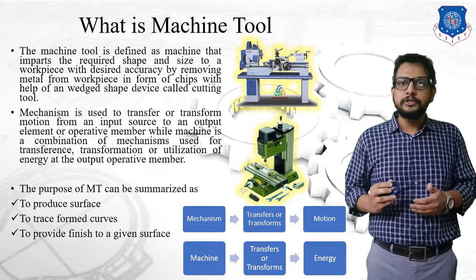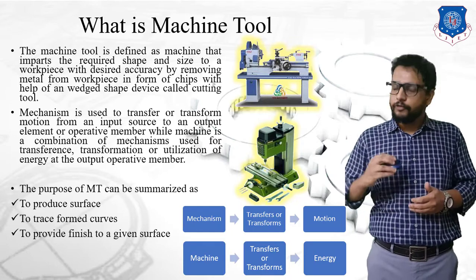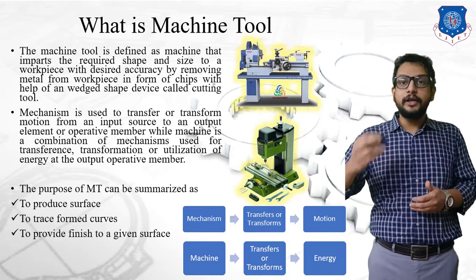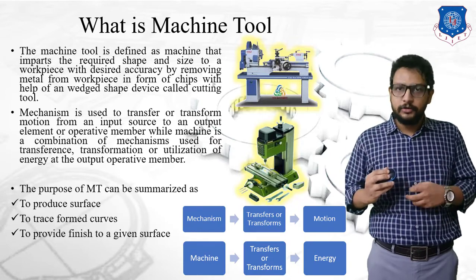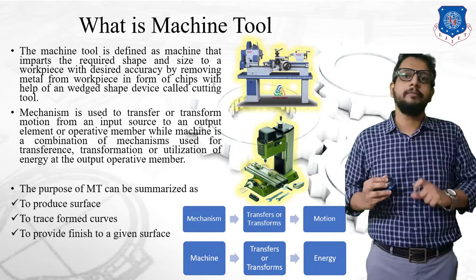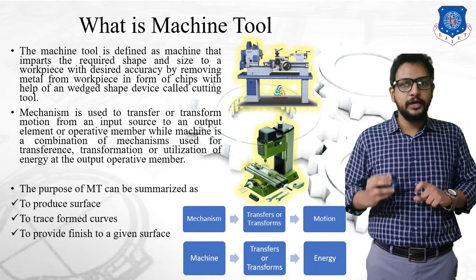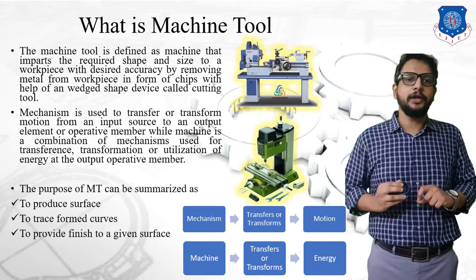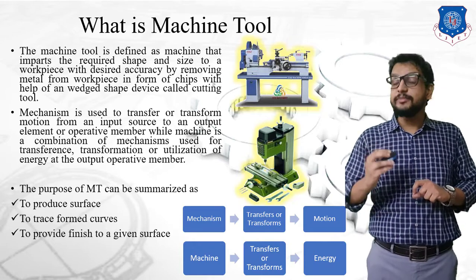How? So we would say by removing metal from a workpiece in the form of chips. Okay, now how is it going to be done? There must be some device, right? That is a cutting tool, which will be used to perform this task. So with the help of a wedge-shaped device, that is called a cutting tool. Okay, now the next term is mechanism.